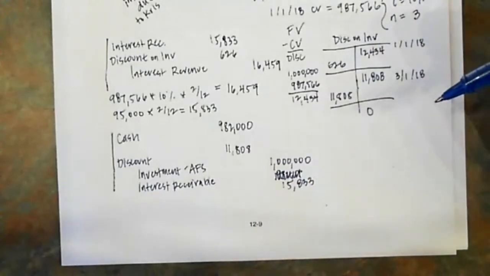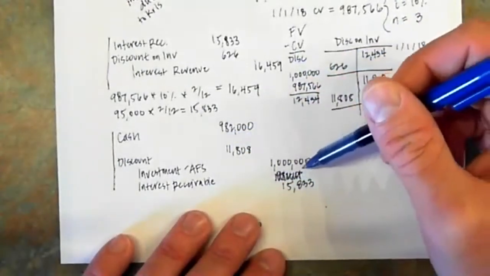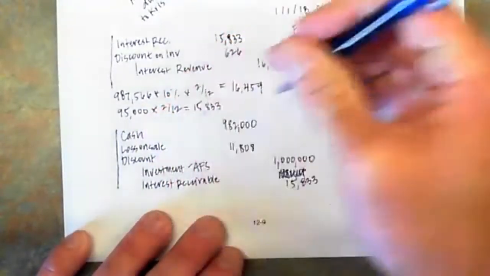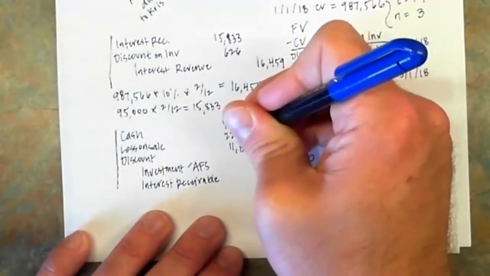And now all we have left then is the gain or loss on sale. You total up your debits, you total up your credits, and then you determine the missing amount, which the loss on sale becomes $22,025.